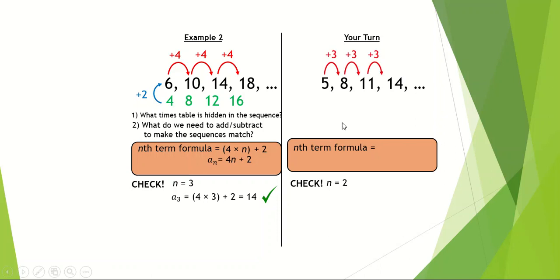Okay, so positive 3 is the times table that we are going to use. So we have 3 times 1 is 3, 3 times 2 is 6, 3 times 3 is 9, 3 times 4 is 12. So our sequence for the 3 times n is 3, 6, 9, 12. To get the original from the 3 times n sequence, we need to add 2. Therefore, our a sub n is equal to 3n plus 2. Checking is left for you to do.